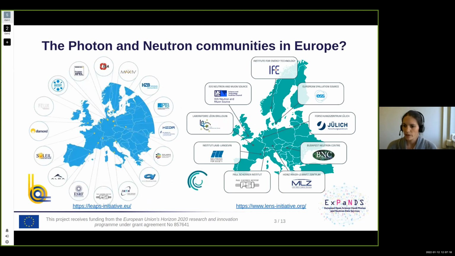Very briefly, because I think you all know this, what I mean by the photon and neutron communities in Europe. This is, on the one hand, the synchrotrons and free electron lasers that you see on the left, gathered under the LEAPS initiative, and the neutron sources on the right, gathered under the LENS initiative. You will recognize many of these facilities, and most of them are partners either in EXPANSE or in PANOSC. For example, MAX IV and ESS, two organizers of the conference, are partners in our project.